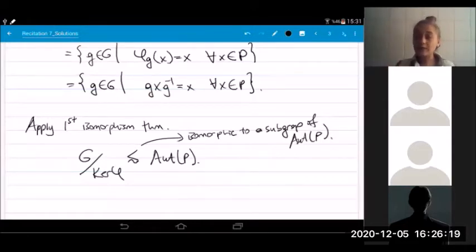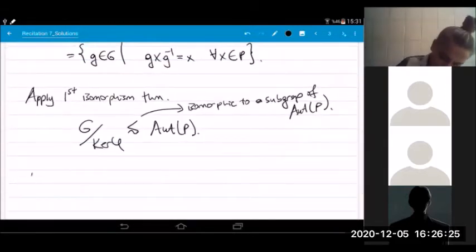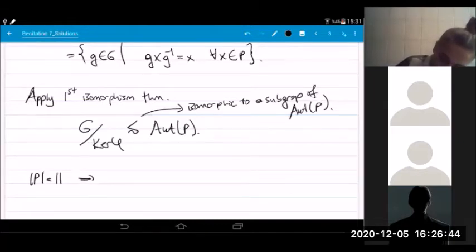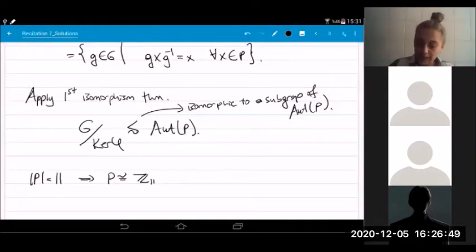So, what can you say about the order of the automorphism group of P? What is the order of P? 11. This is 11, yes. So, if you have a group of prime order, what can you say about that group? It is cyclic, yes. So this means that P is isomorphic to a cyclic, Abelian group. So what can you say about the automorphism group of this one? We have found the automorphism group, if you remember, in one of our recitation hours.